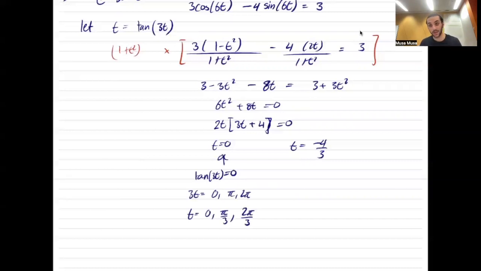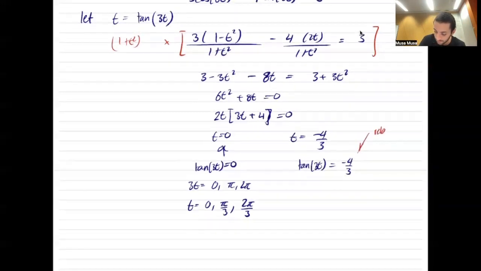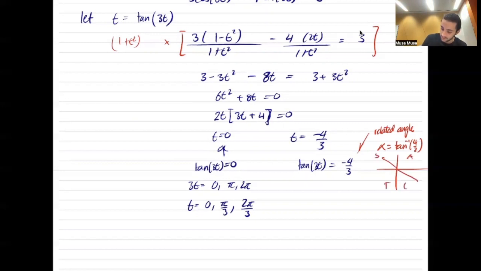Next one, when does tan equal negative 4 on 3? That's when does tan of 3T equal that? Because we're dealing with all of this in radians, it's important to only consider the related angle, which we can say, let's let that be alpha equals tan inverse of 4 on 3. And now you can just consider which quadrant that's in. Of course, it's in this quadrant, and then it's in this quadrant because tan is negative. Right? It's negative 4 on 3. So that's alpha, that's alpha.